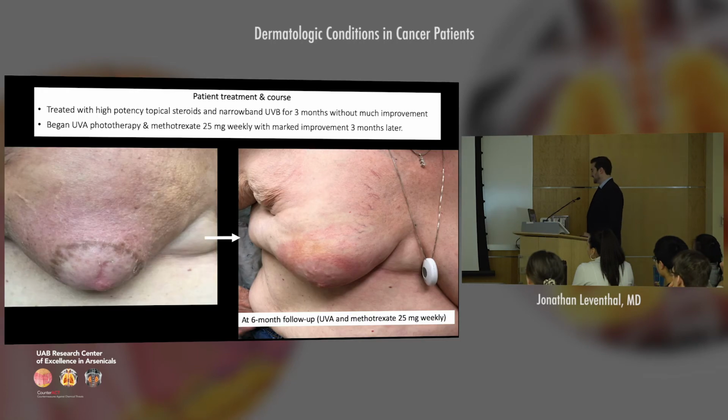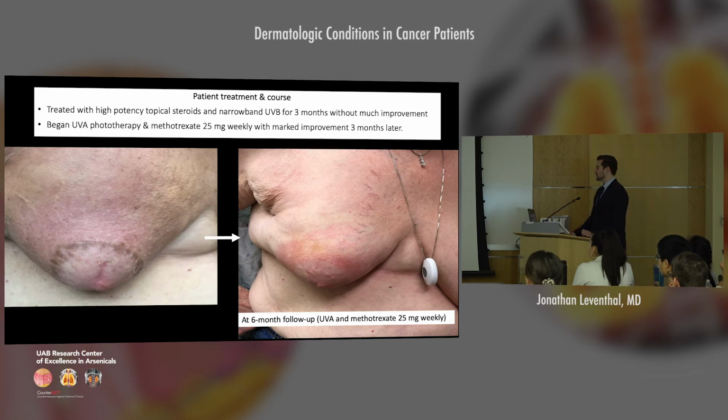So given her extreme presentation, I recommended more aggressive management, but she was a little bit hesitant to undergo immunosuppression with prednisone or others. And so we started off a bit conservative with high-potency topical steroids and phototherapy with narrowband UVB. This really didn't do much. Eventually, we were able to convince her to try more aggressive treatment, and so we started her on UVA, which penetrates more deeply, as you know, and methotrexate, and she had a remarkable improvement.